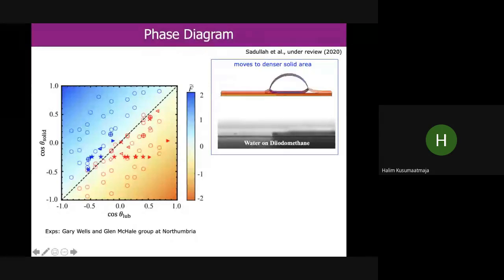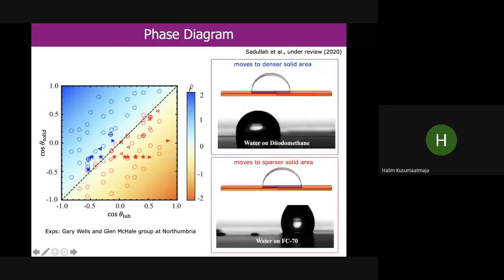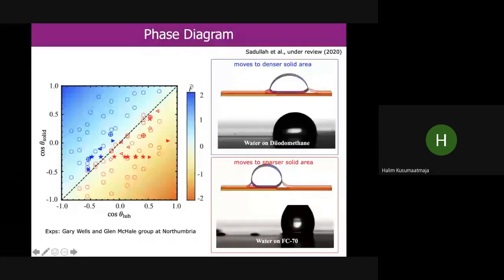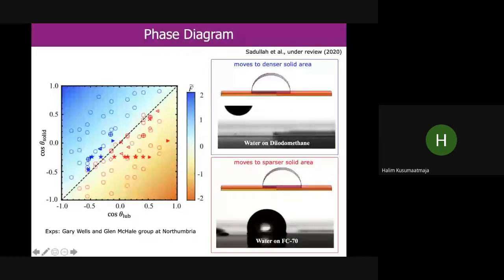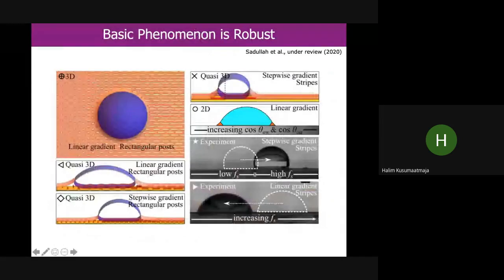And then we can realize this using an experiment, for example, a water droplet on a surface which is imbibed by diiodomethane. Whereas if you are, say, somewhere here in the red region, we can show that the droplet is going to move to the sparser solid area. We can use exactly the same solid, but imbibe it with, say, FC70, a different oil, and it moves in the opposite direction. We have carried out a wide range of surfaces and a wide range of fluids for the droplets and the lubricant, and the basic picture is robust.